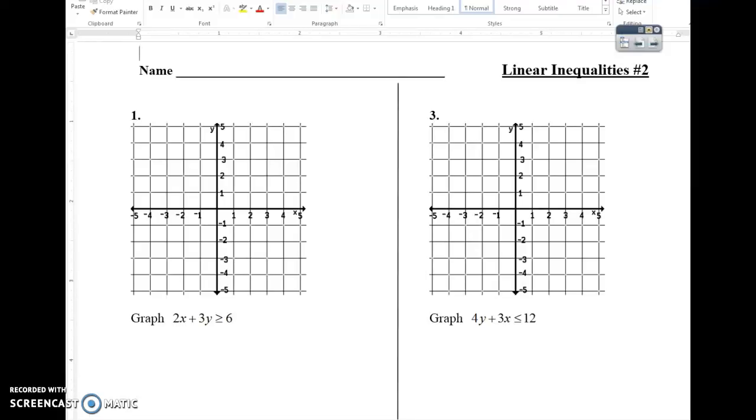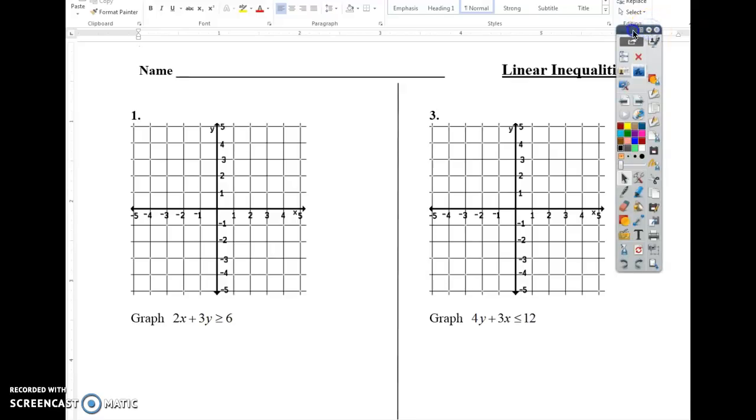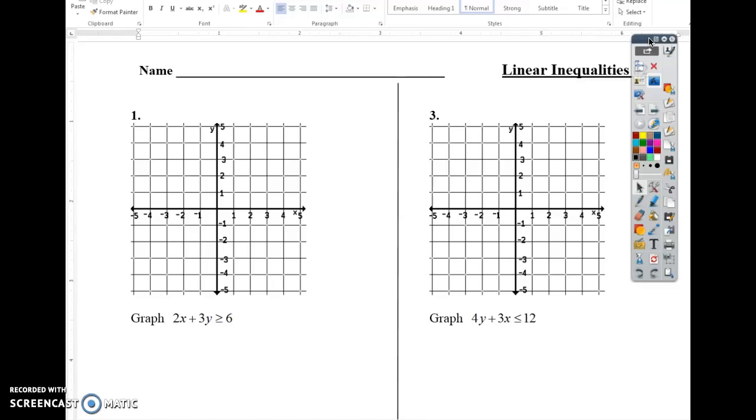Okay, this worksheet is just like yesterday, except most of these, I think all of these, are not in y equal form, so we're going to have to solve for y for all of them first. So write that down. Make sure that you solve for y first.